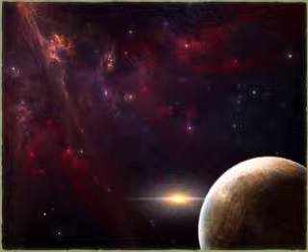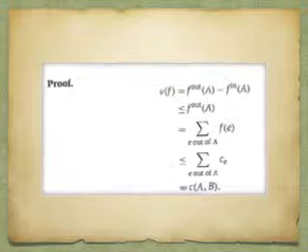7.8. Let f be any s-t flow and (A, B) be any s-t cut. Then v of f is less than or equal to c of (A, B). Proof. v of f, by definition, is f out of A minus f in of A, which is definitely less than or equal to f out of A, because f in of A could be positive.